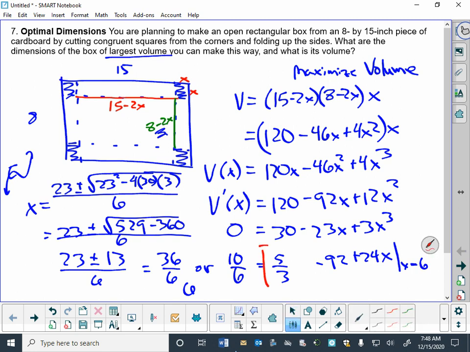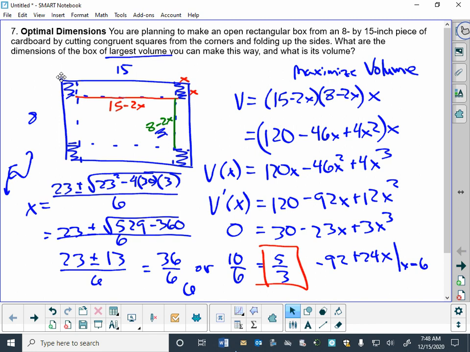So 5/3 must be my best answer. Okay, so I'm going to do 5/3 of an inch out of each corner.